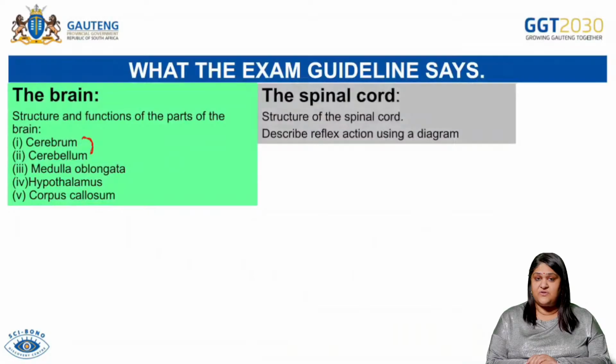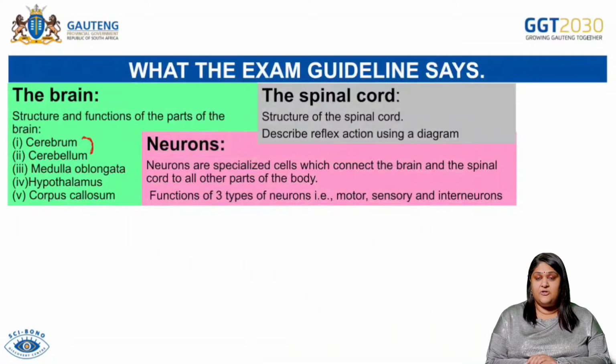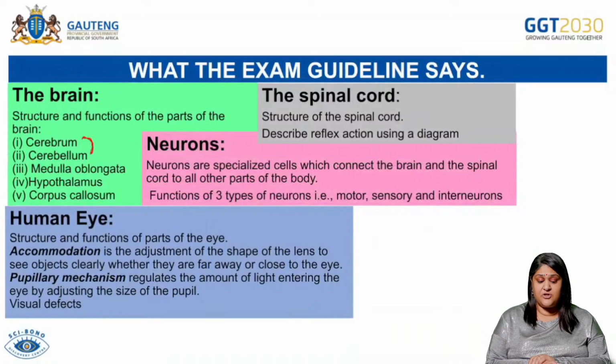The spinal cord, you need to know the structure of the spinal cord and describe reflex action using a diagram. You need to know the different neurons. There are 3 different types of neurons. You need to know them, and you need to know the function of them. There are 3: the motor neuron, the sensory neuron, and the interneuron. Then you need to know the human eye, the structure and function of parts of the eye, and then 2 processes, accommodation and pupillary mechanism. We'll go into them in more detail in this lesson.